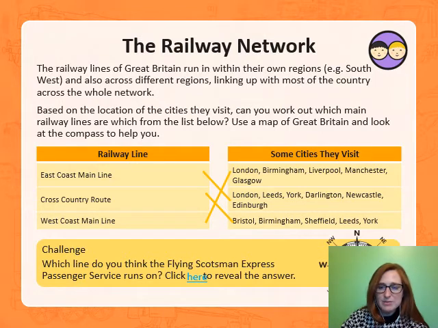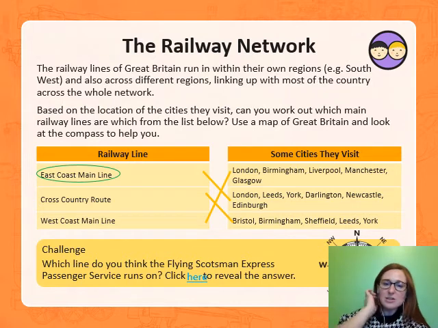It says click here to reveal, but I don't think the link's working. No, it's Edinburgh to London. So the Flying Scotsman Express goes straight to Scotland from London.